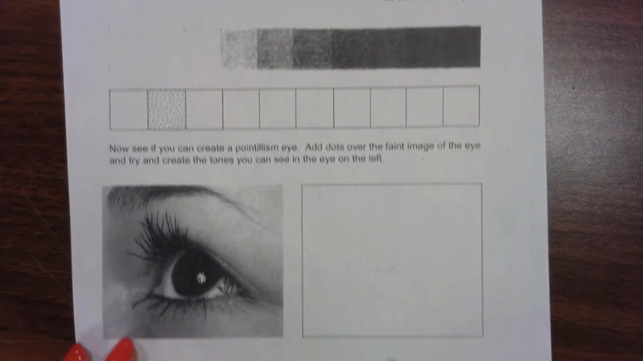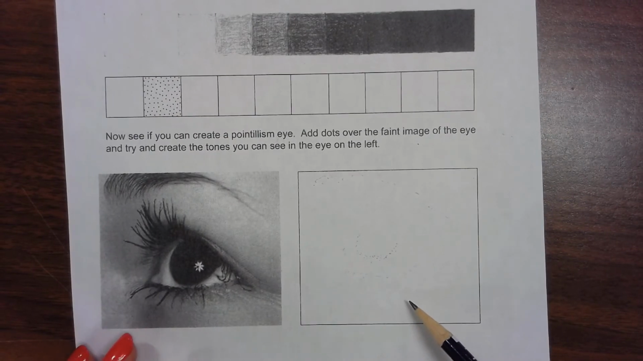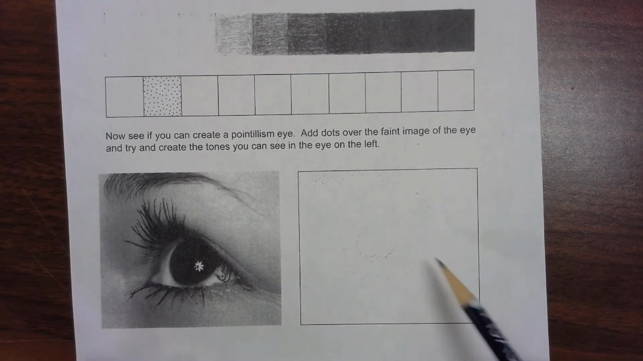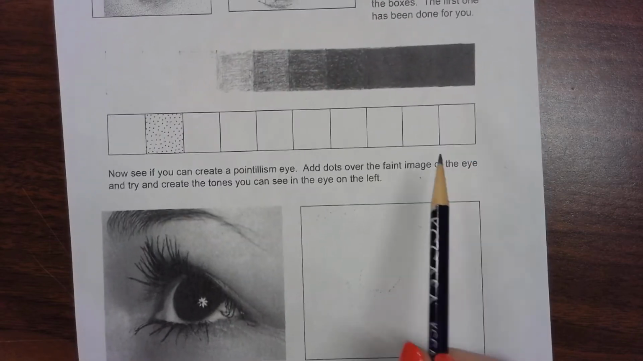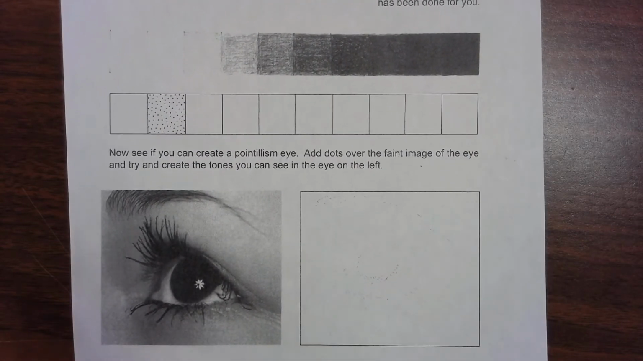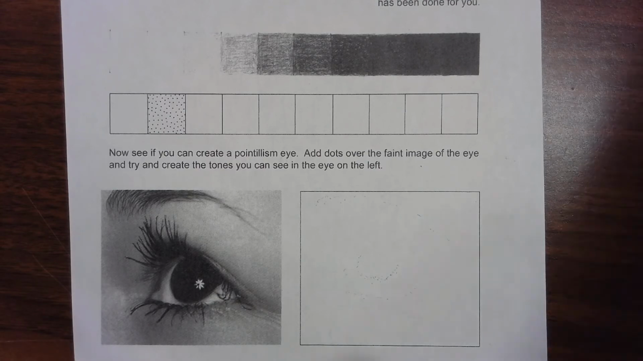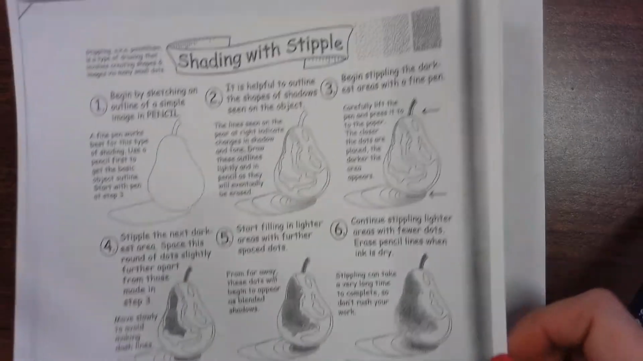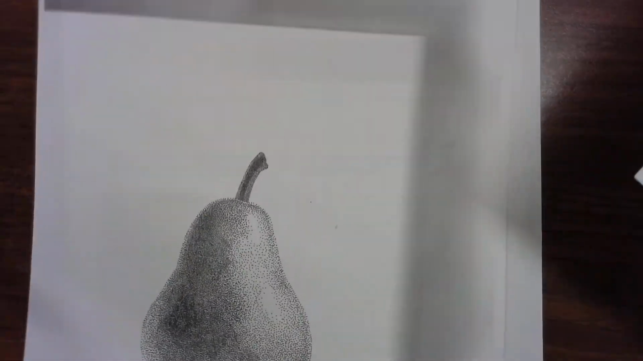So this skill sheet, you do get credit for this, and this will take you a little bit of time, okay? It should not take 5 minutes. It should take over a half hour just to do this little area and do the value shading on that. And then, yes, don't forget about your sketchbook exercise, which is due on Friday.